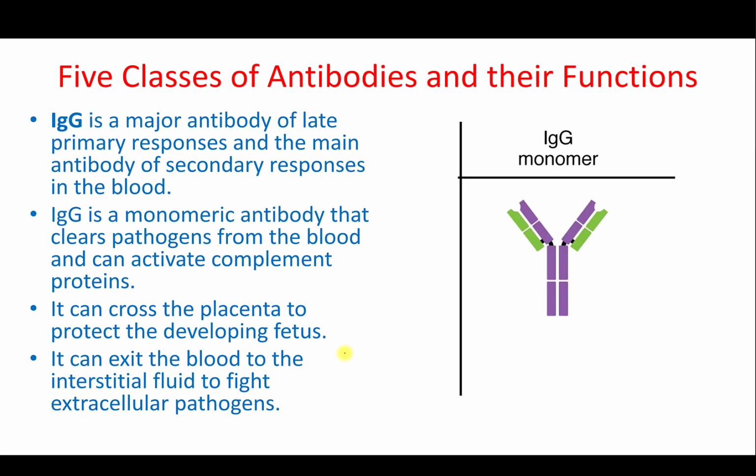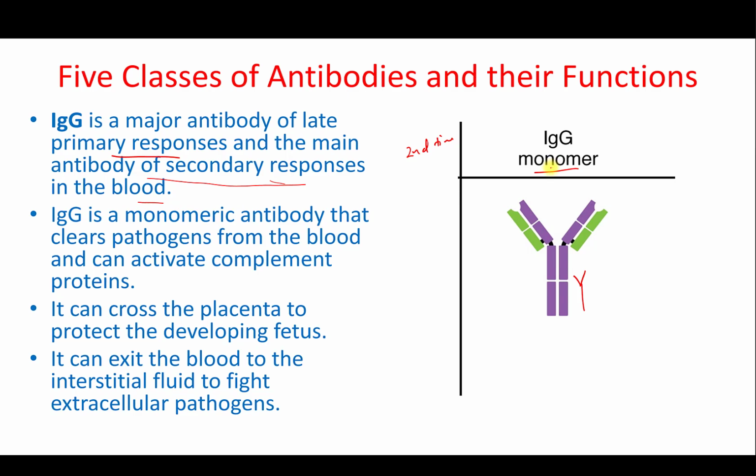The second antibody is the IgG, and this is a monomer. What does monomer mean? It's just one antibody, and this IgG is usually one of the late antibodies. So we will see it toward the end of the infection, the late primary response. But in the secondary infection, this is the primary one. This is the major one. What do I mean by the secondary response? That's like the second-time infection: the same strain of flu came back to that individual.